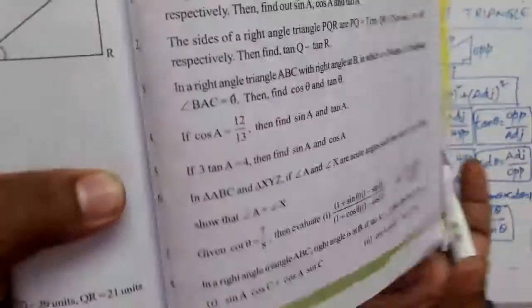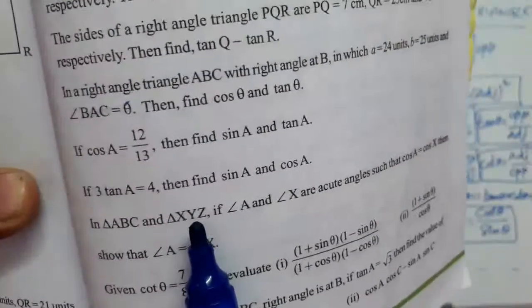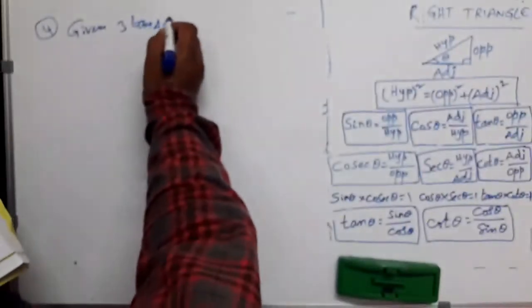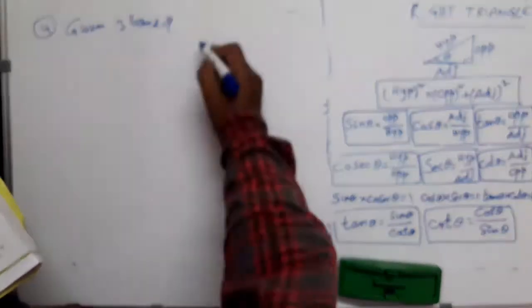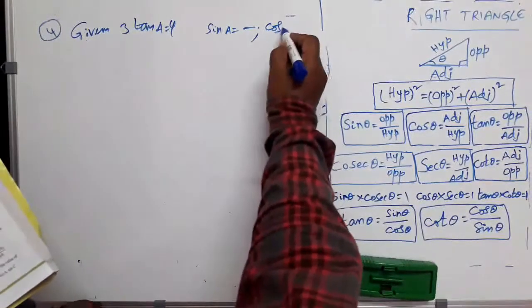Question number 5. What is question number 5? If 3 tan A is equal to 4, then find sin A and cos A. Given 3 tan A is equal to 4, you are supposed to find out sin A and cos A.